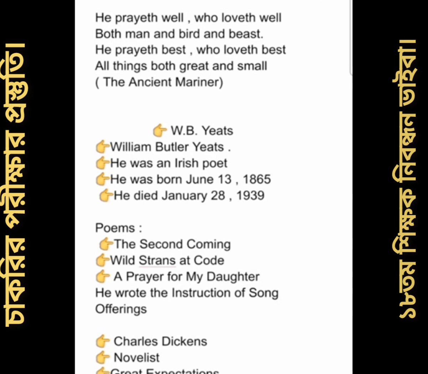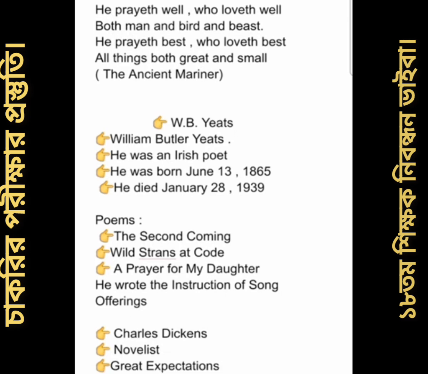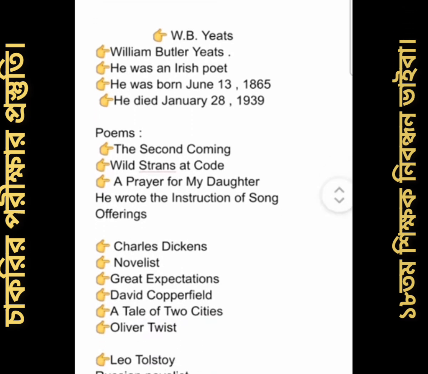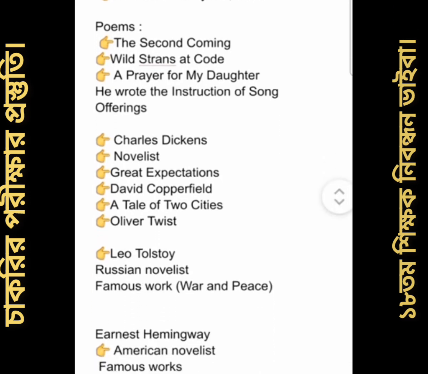The Ancient Mariner. W.B. Yeats, William Butler Yeats, was an Irish poet. He was born on June 13, 1865 and died January 28, 1939. Poems: The Second Coming, The Wild Swans at Coole, A Prayer for My Daughter. He wrote Song of Offering.